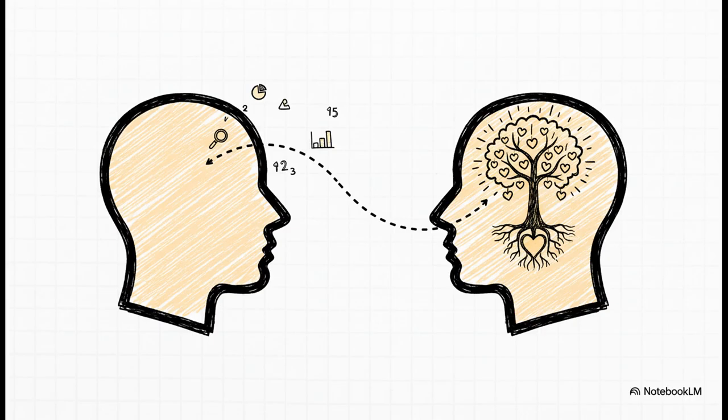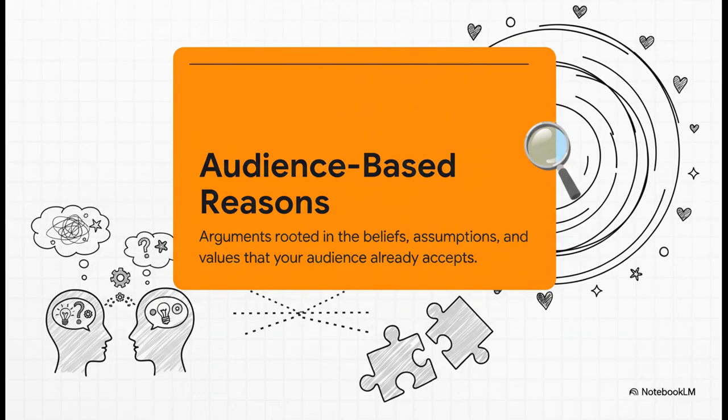And this brings us to the most crucial point of all. Powerful persuasion, it's rarely about who has more facts or better data. It's about whose argument connects with the core beliefs of the audience. Which leads us to the real secret weapon of persuasion. The most persuasive arguments ever made use what we call audience-based reasons. This is a huge shift in thinking.